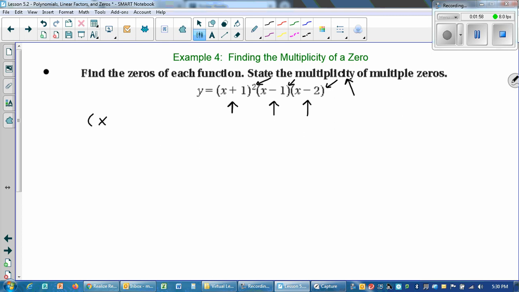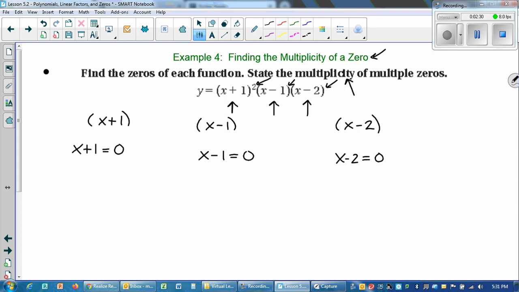So what we're going to do is take each of our factors like we did yesterday, our x plus 1, and our x minus 1, and our x minus 2. Here are our 3 individual factors that we have. We want to find the zeros because we're trying to find the multiplicities of a zero. So we're going to take each factor, x plus 1, and we'll equal it to 0. X minus 1 and equal it to 0, and x minus 2 and we'll equal it to 0 as well. We will solve each individual equation for the variable x.